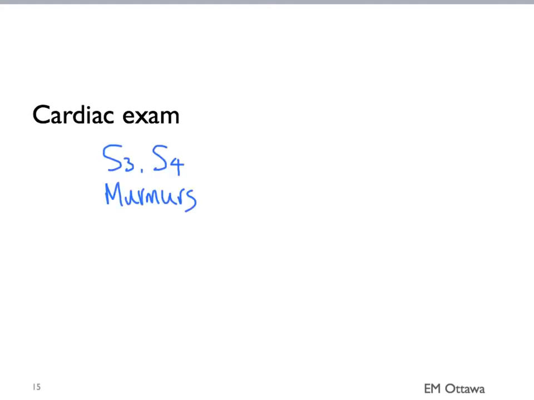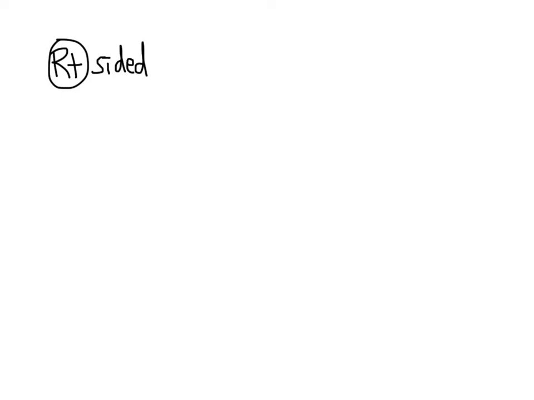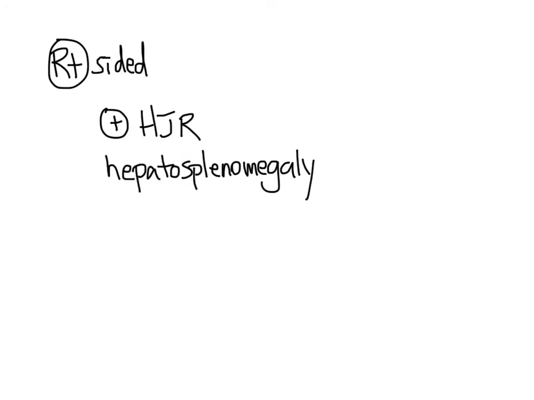The JVP will be high. For right-sided heart failure, we will see hepatojugular reflex, hepatosplenomegaly, ascites, and peripheral edema. Since most patients who have right-sided heart failure stems from left-sided heart failure, often we will see physical findings of both in the same patient.